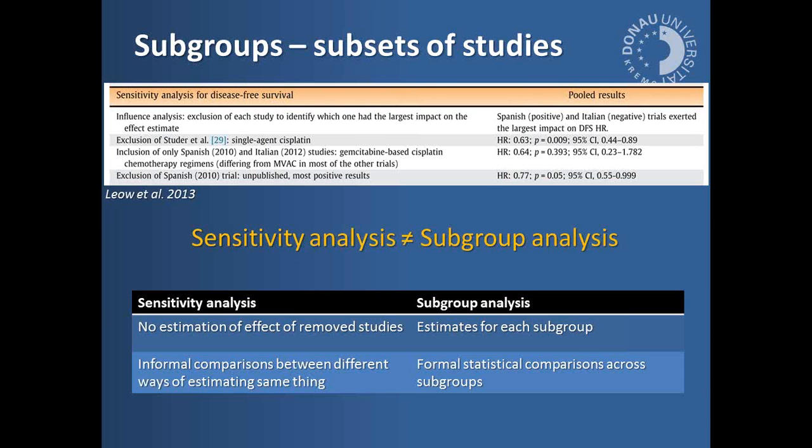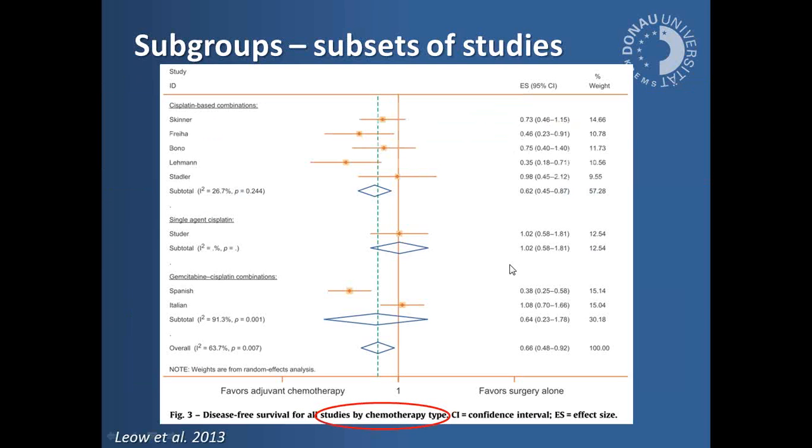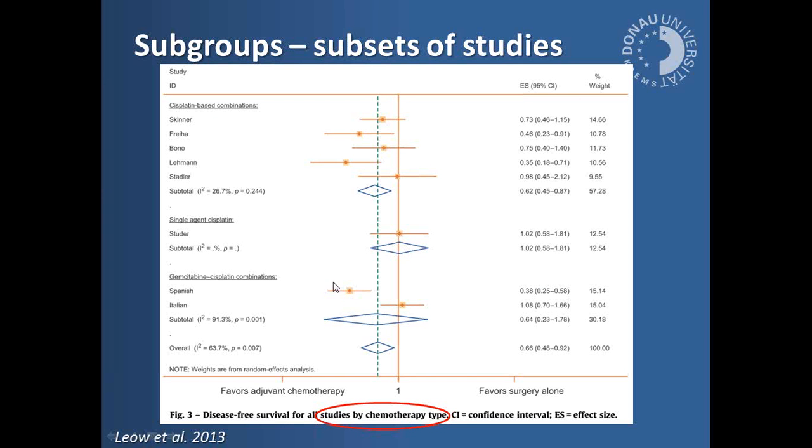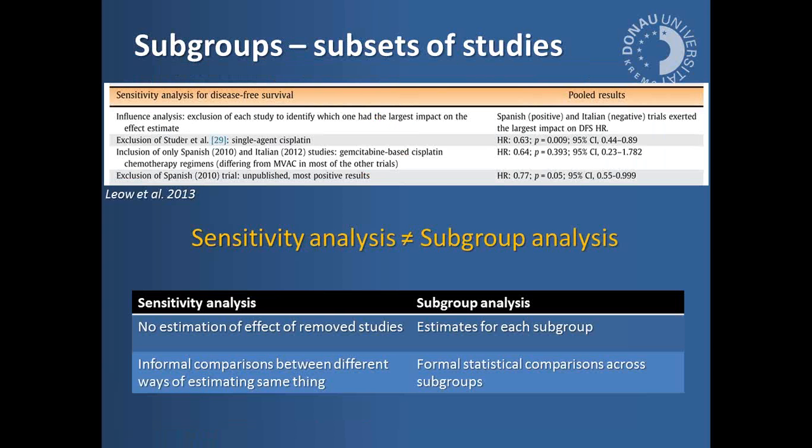In this case, it was shown that, for example, this study is a bit of an outlier. If you take it away, it's still statistically significant. You could think that the study with the most impact could influence the result, so that the overall result is not even statistically significant. So this is, for example, a reason to do sensitivity analysis.